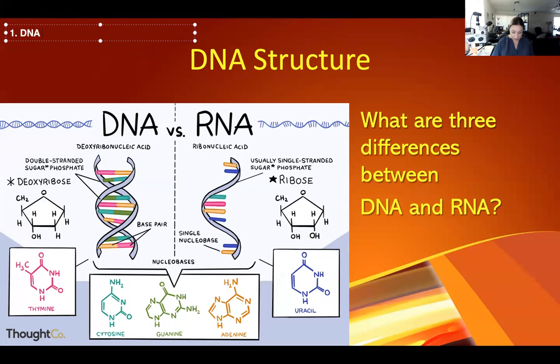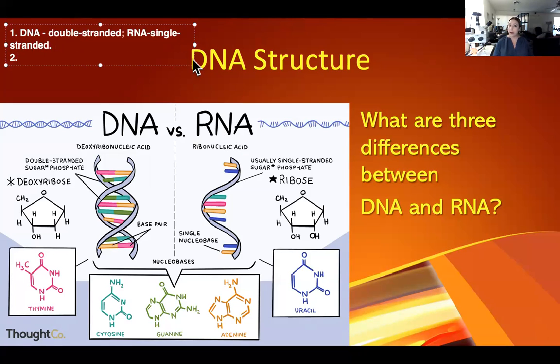So I'm going to write DNA double-stranded, RNA single-stranded. So basically what that means is that DNA will have a strand of nucleotides, and then that strand of nucleotides is bonded to another strand of nucleotides. But RNA does not have that structure.